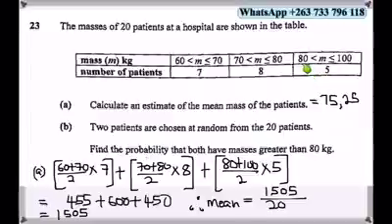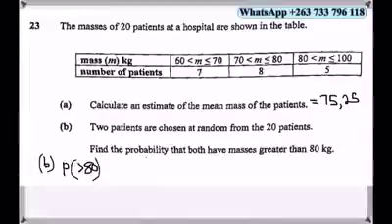So the probability of picking one person who has a mass greater than 80 kgs is 5 over 20, which is 1 over 4. Since there are 2 patients and this phrase both, this means we are going to multiply the probabilities of 2 patients, which is 1/4 times 1/4.